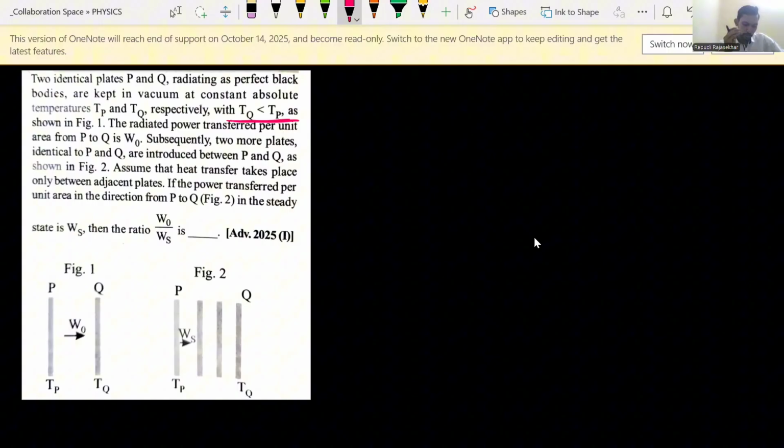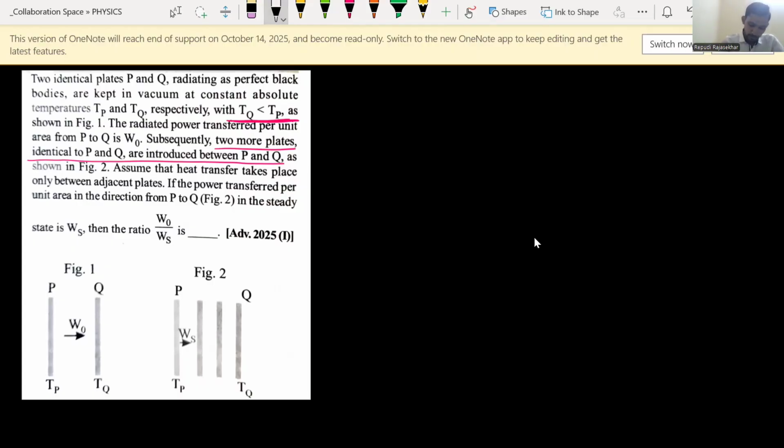Now there are two more metal plates identical to P and Q, introduced between P and Q as shown in figure 2. Assume that heat transfer takes place only between adjacent plates. Means if you take 4 plates side by side, first plate to second, second to third, third to fourth, so adjacent plates cause heat flow. In steady state the power is Ws. Whatever heat flows here means power, that is Ws in the second case. What is the ratio of W naught divided by Ws they are asking. Simple only this one also.